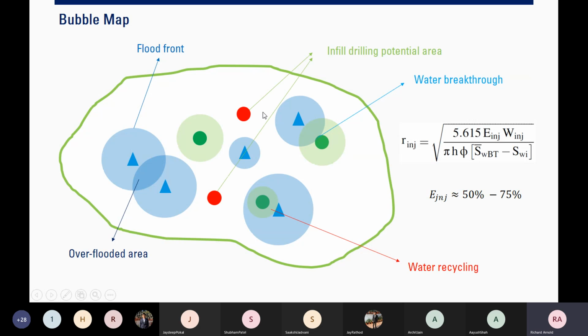But it can also give us where we can locate our infill drilling well. Like this one. We can actually locate our infill drilling area here in this spot. Okay. It is supported by injector, but with no oil well. So it means I can put my infill drilling well at this location. Okay, so this is the analysis bubble map can give us. So it is very interesting, very, very useful to construct.